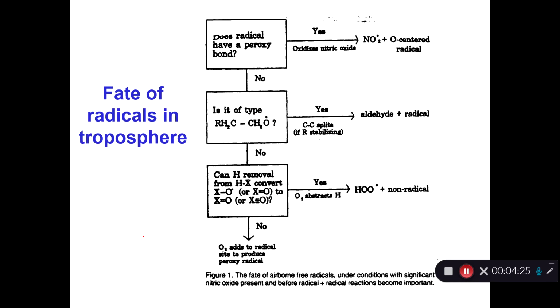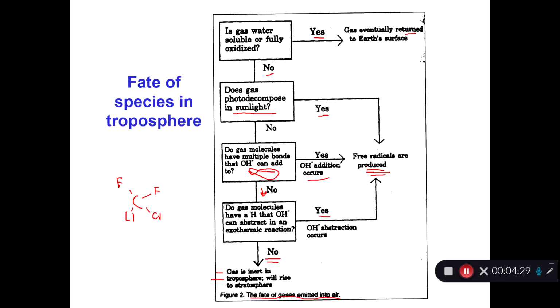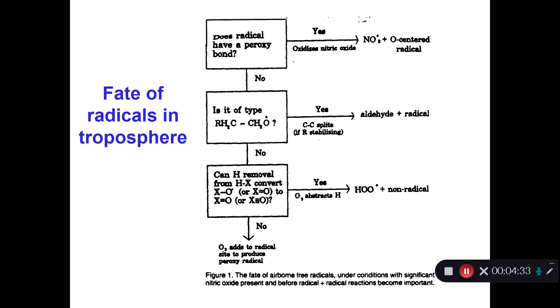The next decision tree is, what happens to those radicals? Remember, we said lots and lots of free radicals are being produced. Well, what happens to them? Question number one: does the radical have a peroxy bond? Remember, that's R-O-O dot. That's a peroxy. Is it a peroxy radical?